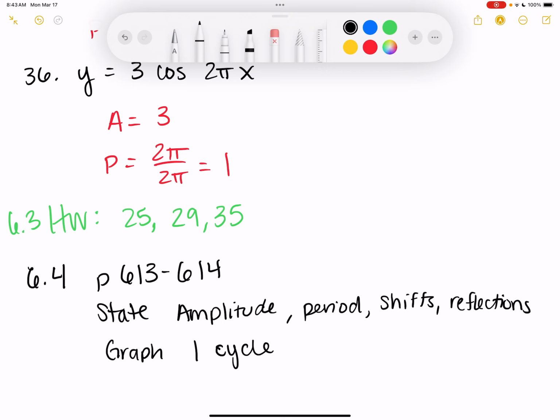Okay, so most of the problems in this section say to graph 2 cycles, we just need 1. So anytime it's asking you for 2, you can just do 1. That's totally fine. If you can do 1, you can do 2. There's really no difference there, because it just keeps repeating over and over and over again.